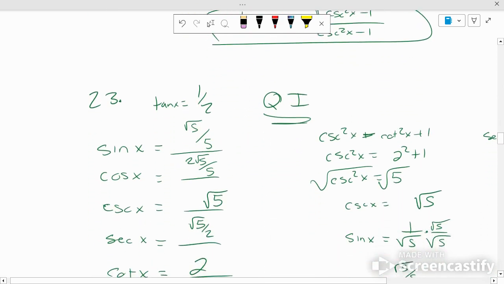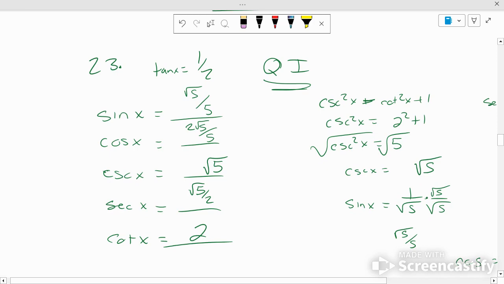So 23, tangent of x equals 1/2. So the first thing you find is cotangent. Cotangent is the reciprocal of it, which is 2. So then what I said is, well, I know the cotangent, let's find the cosecant. So cosecant squared equals cotangent squared of x plus 1. Cosecant squared equals 2 squared plus 1. Cosecant squared equals 5, so cosecant of x equals square root of 5.